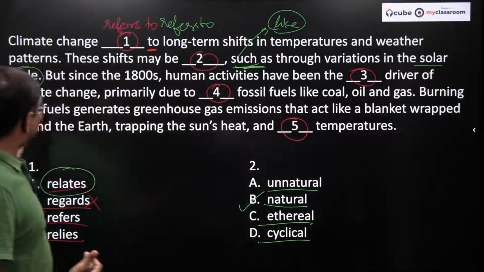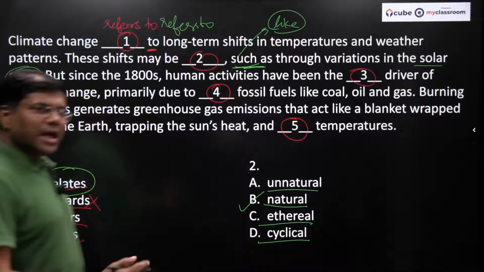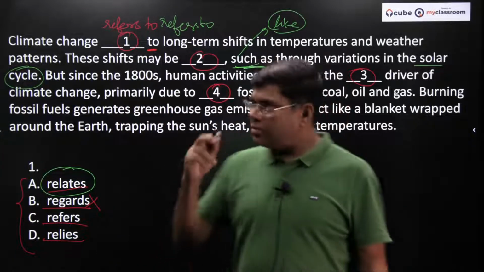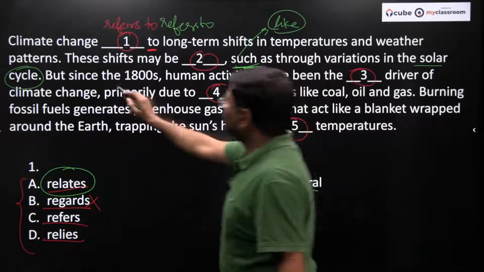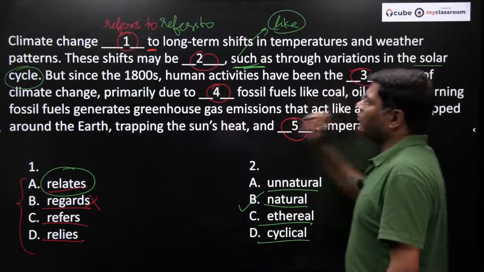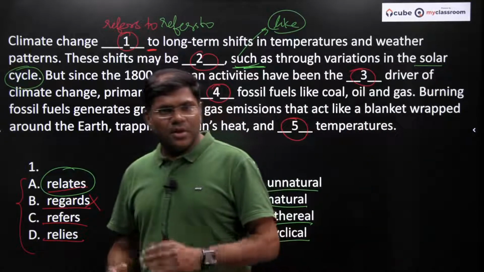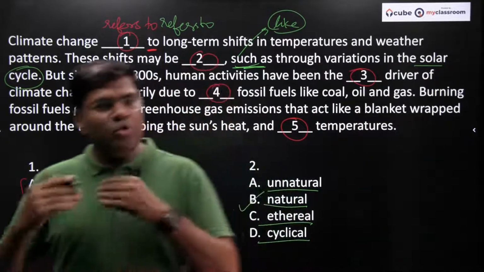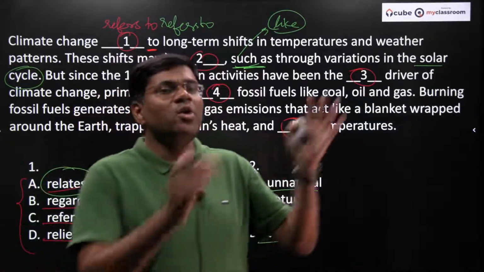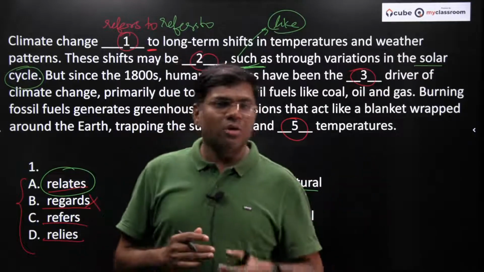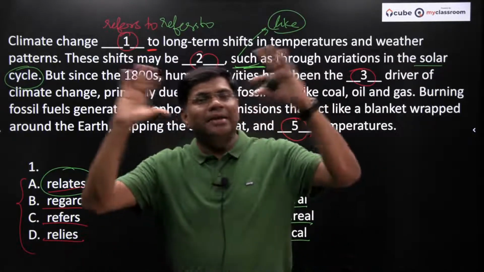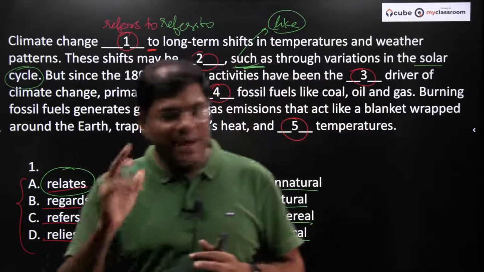So if you look at the sentences in the paragraph, you will realize why it should be natural and not cyclical. Now look at the other sentences. But since the 1800s, human activities have been dash the driver of climate change. That means since this century, human activities have become the reason. Before this, human activities were not the reason. So the author is not trying to emphasize cycle as such. You also have to understand the entire context of the passage and then mark the answer.